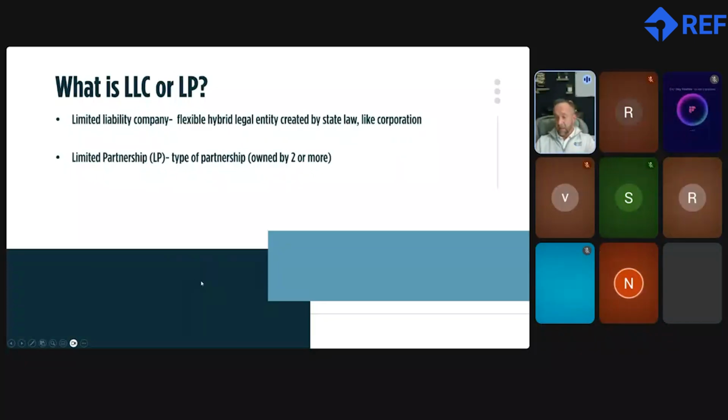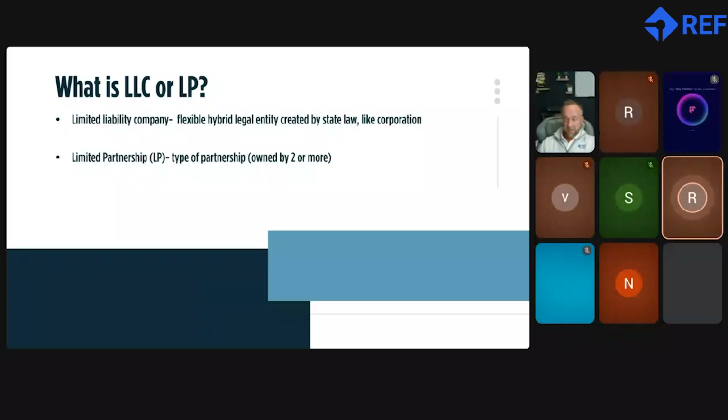Okay, so LLCs and LPs. Limited liability companies and limited partnerships are the main ones I'll talk about because those are mostly the ones used in real estate. An LLC is basically just a contractual arrangement. A corporation is more of a legal entity. An LLC is set up by state law and is governed by contract.